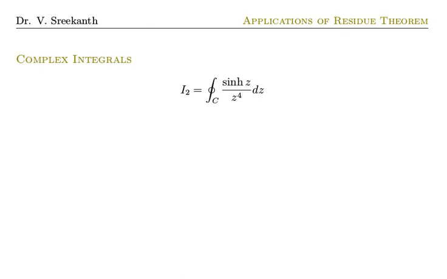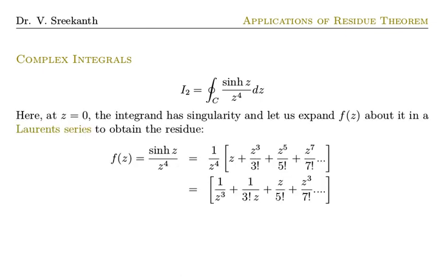You just expand it in a Laurent series. If you expand f of z in a Laurent series, it is very easy: 1 by z raised to 4, and then you just put in what sinh z is, which is z plus z cube by 3 factorial and all other terms, and this is what you will get.